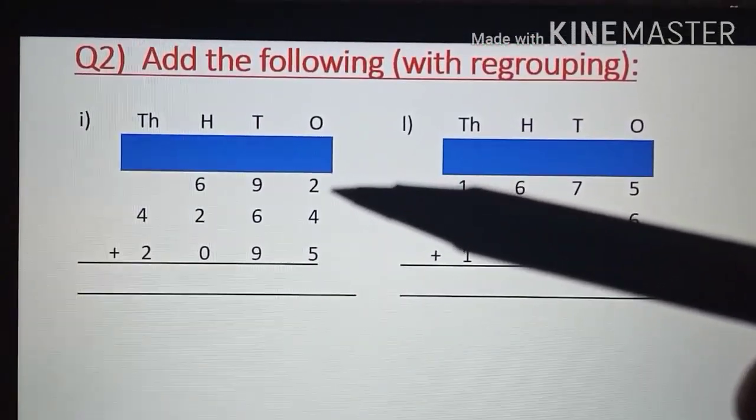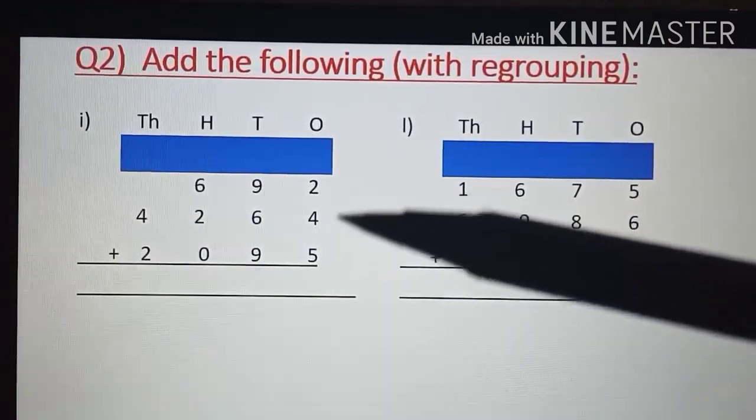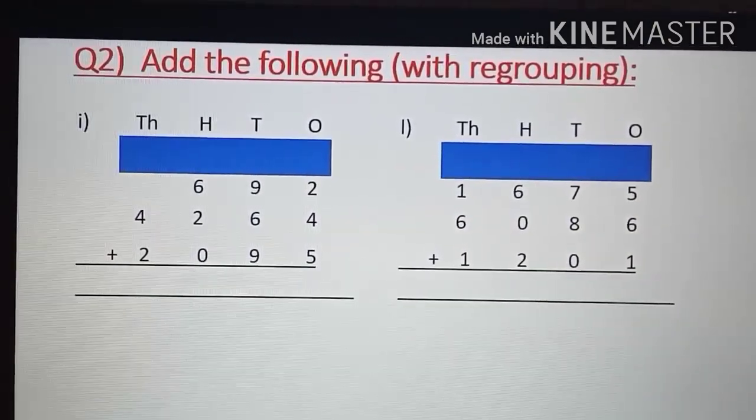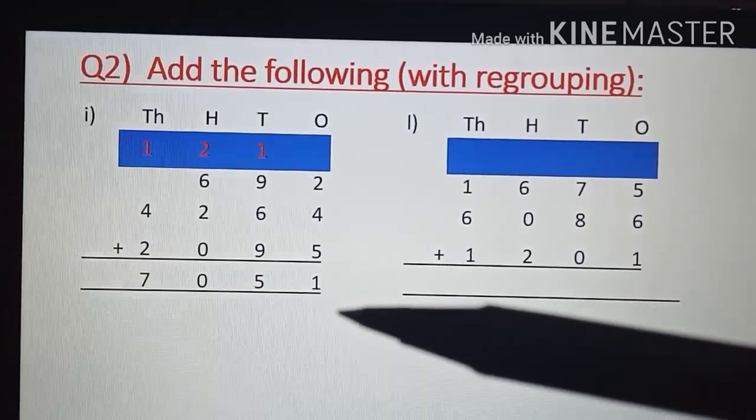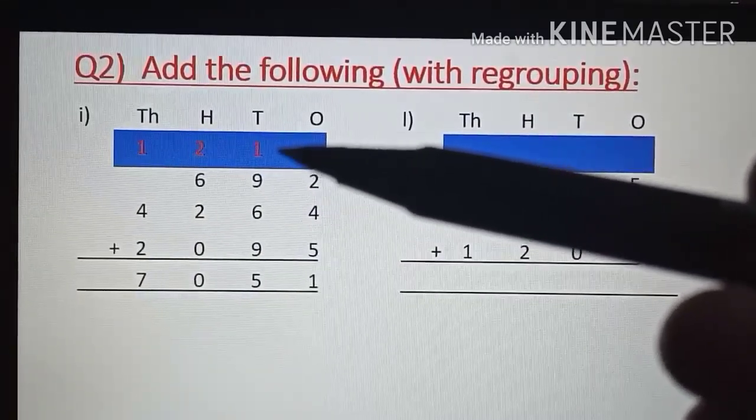Start addition from the ones column only. So we have to add digits 2 plus 4 plus 5. Okay, what you are getting? 2 plus 4 plus 5? Yes, that is 11. So you write here 1 and 1 carry over under the tens column.